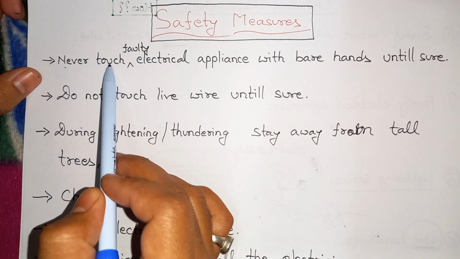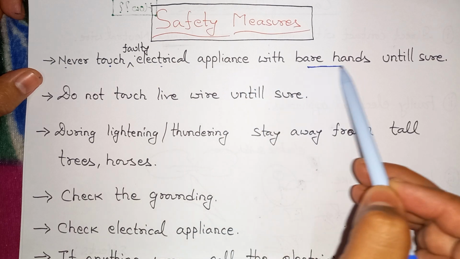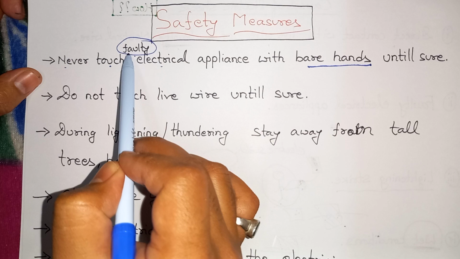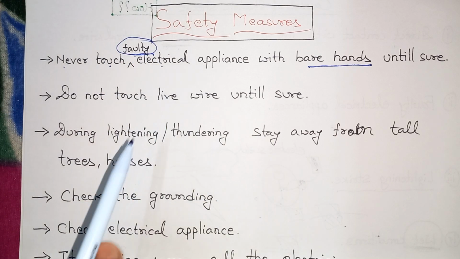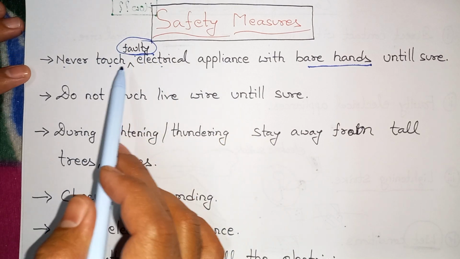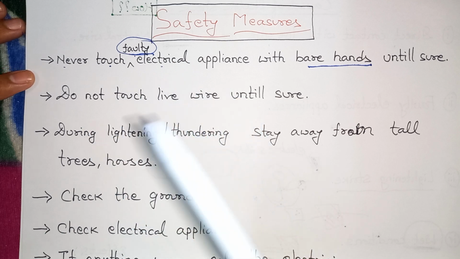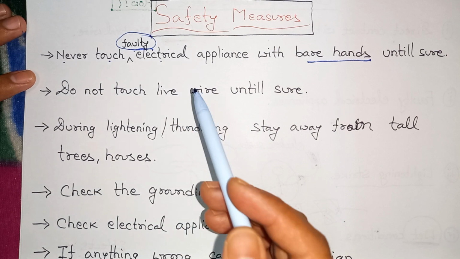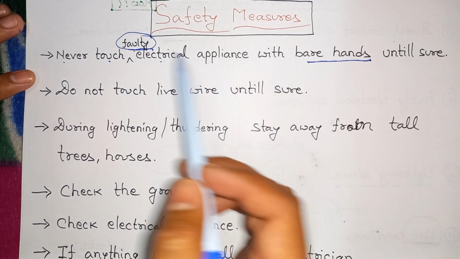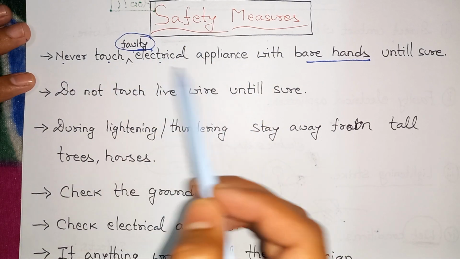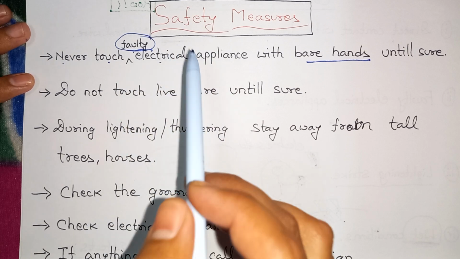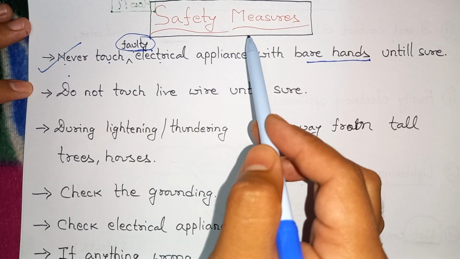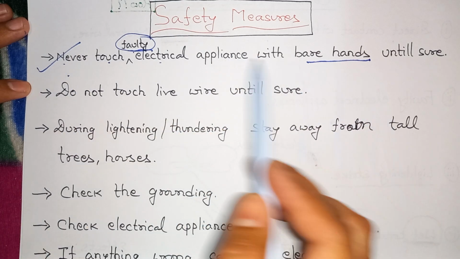Never touch faulty electrical appliances with a bare hand. I am using the word faulty here. I am not saying that each and every electrical appliance is faulty. Sometimes due to some errors or mistakes, or if we use the electrical appliances for a longer time, they may become faulty. So we need to check those electrical appliances time and again. That helps us make sure that we are not going to get an electric shock.